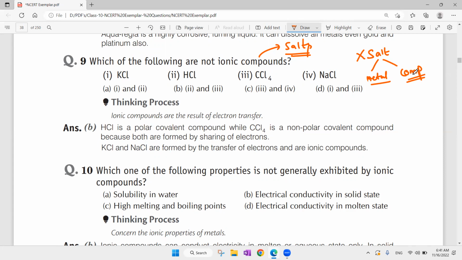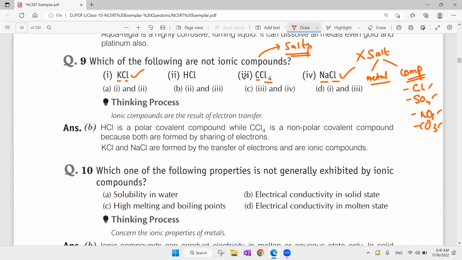Metal and compound. If you observe the compound part, it should end with Cl, or with SO4, NO3, CO3, like this. So chlorides, sulfates, nitrates, carbonates, these all are salts. Now, KCl: potassium is a metal, ending with chloride, it is a salt. CCl4. Here you see Na is metal, Cl ending with chloride.